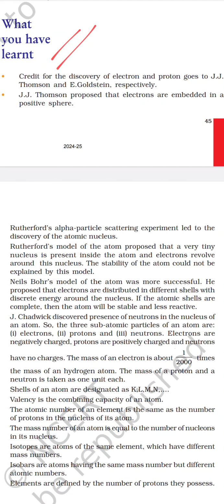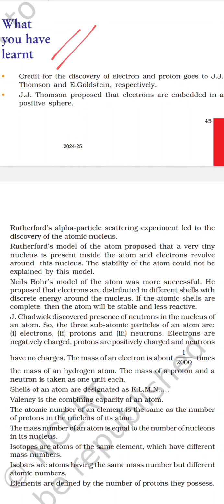Niels Bohr's model of the atom was more successful. He proposed that electrons are distributed in different shells with discrete energy around the nucleus. If the atomic shells are complete, then the atom will be stable and less reactive. Next, James Chadwick discovered the presence of neutrons in the nucleus of an atom.